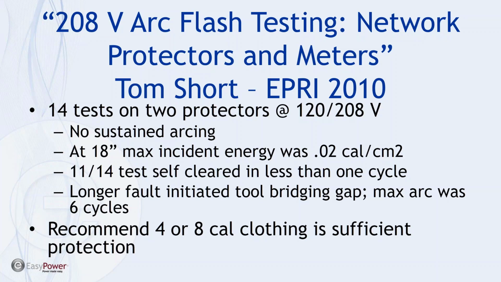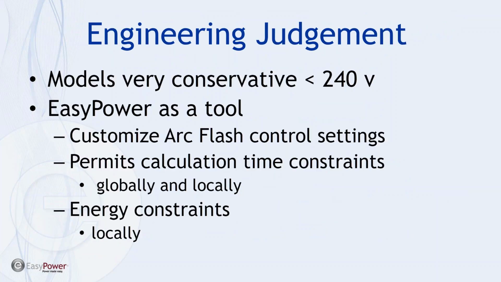All right, so that's my research, and again, it's a sample. I didn't have time to go over all of it. The point I wanted to make at this point, though, is that the models we're using to do the calculations are very conservative. EasyPower is a tool that allows you, the engineer, to customize the arc flash control settings, and permits calculating time constraints, both globally and locally, and then energy constraints locally.